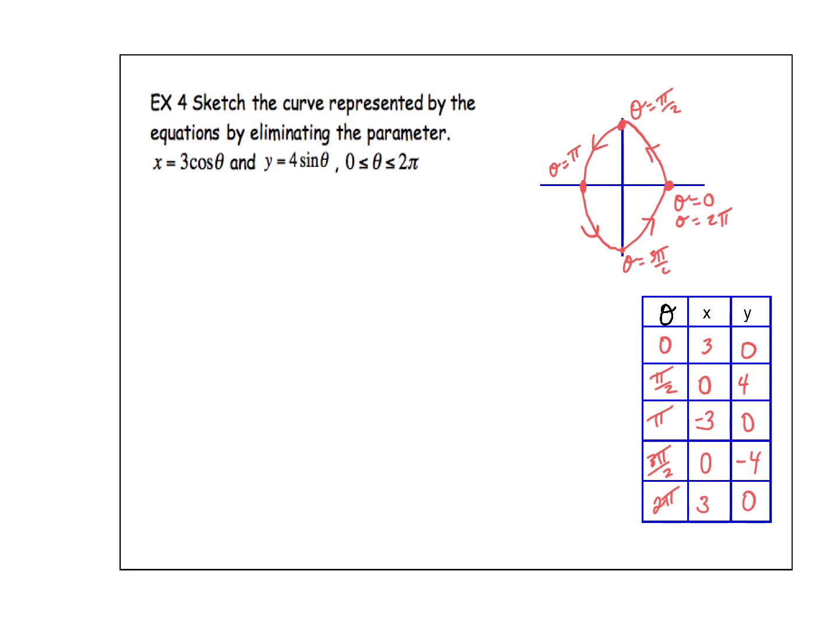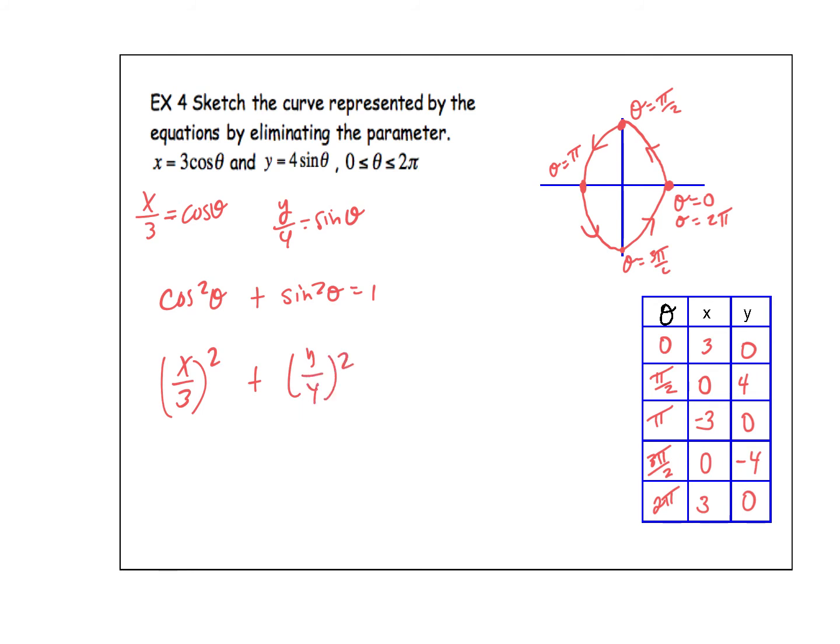All right. So we know we're going to get an ellipse. Now, how do we arrive there? Well, same way as before. Isolate your cos. So x over 3 is cosine theta. Y over 4 is sine theta. Again, we know that cosine squared theta plus sine squared theta is 1. So we know that cos equals x over 3, so x over 3 squared. Sine equals y over 4, so y over 4 squared equals 1.